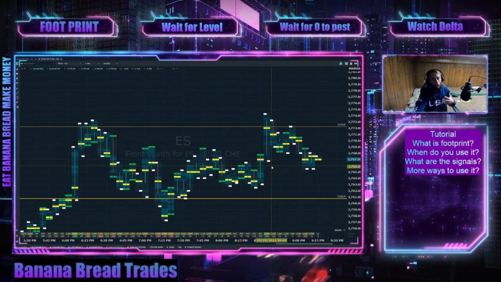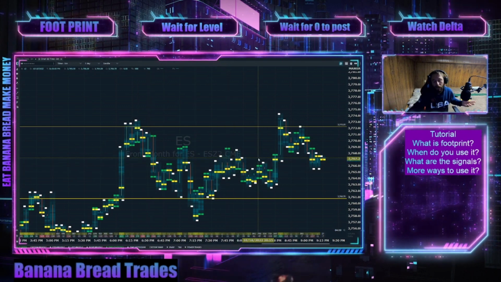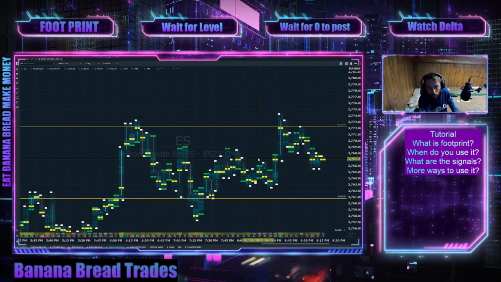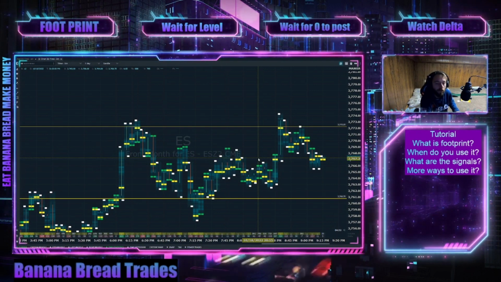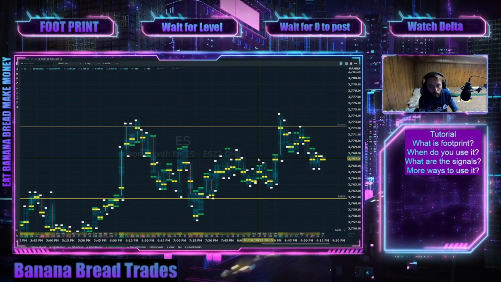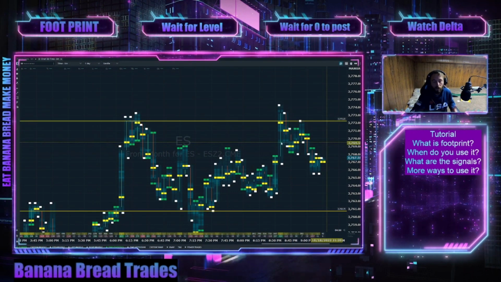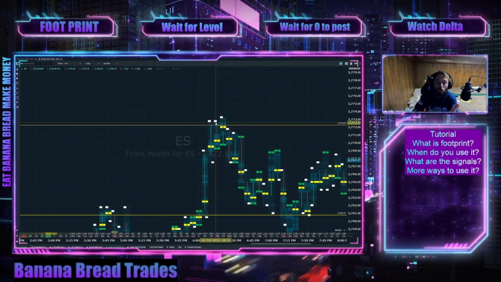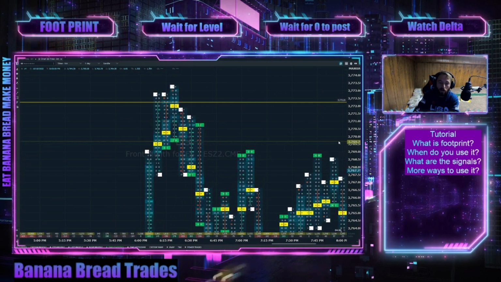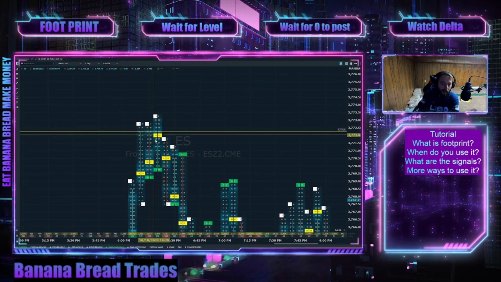Now, when do I look at that? I don't just watch the whites at any random point of the day. I wait for the chart or whatever instrument you're trading to get to one of my levels. So in this example, this yellow line is one of my levels. I'm going to wait for the chart to get to that level. I'm going to be looking for these whites to post. So here you can see some whites are being posted at this level.